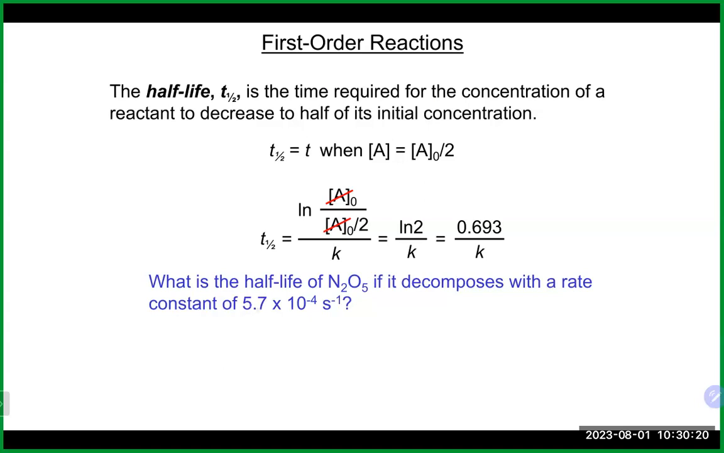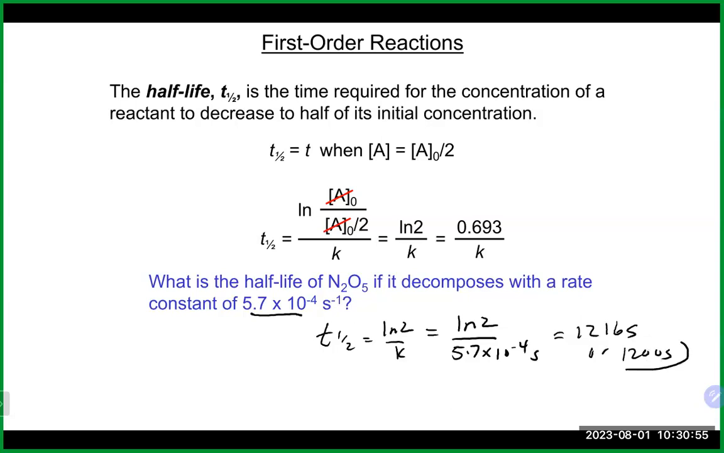So in this case, if we want to know what the half-life is, and we have the rate constant given to us, we would go into our half-life equation, natural log of 2 divided by k, put in our k, gives us the natural log of 2 divided by 5.7 times 10 to the minus 4 reciprocal seconds. That gives us about 1,216 seconds, or about 1,200 seconds, give or take a second or two in this case.